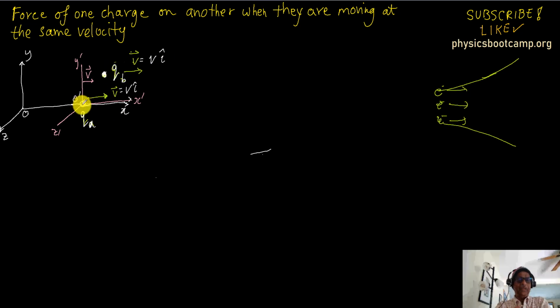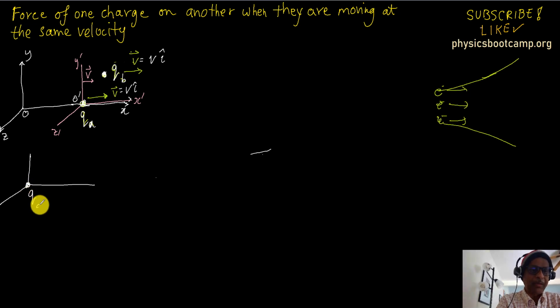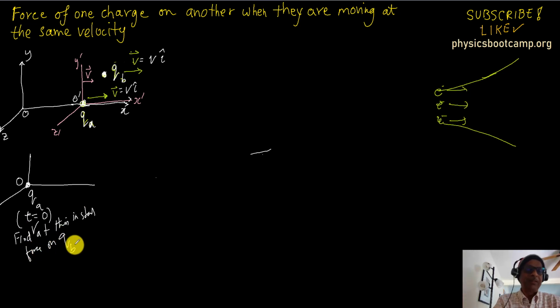Also, at some point, this guy will be at the origin. So there is a time where QA is at origin O. I'm going to say t equal to 0, and that's when we want to do it. We'll just do it at that time. Find the force on QB at this instant, and QB will be over here, and they will both be moving. They were moving earlier and they're moving now at the same constant velocity.